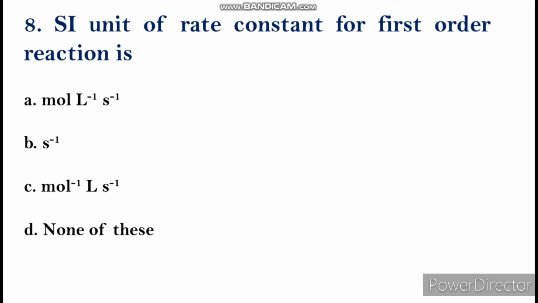Now let's see the eighth question. SI unit of rate constant for first order reaction is? Now let me write the general formula for SI unit for rate constant: mole per liter raised to 1 minus n per second. This is the general formula, where n is the order of reaction.